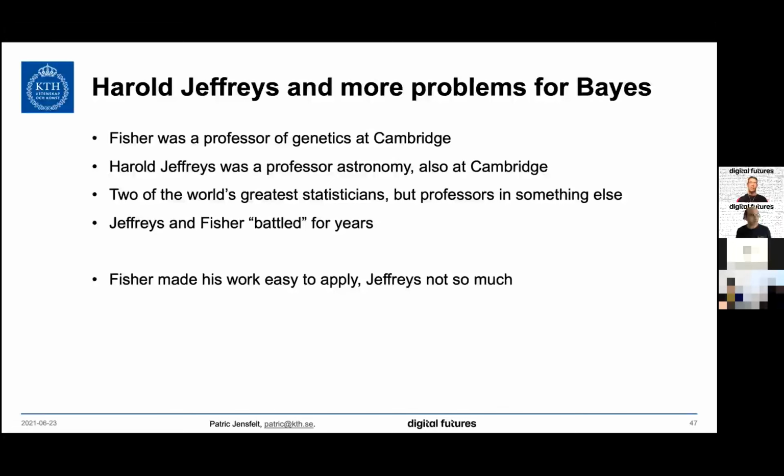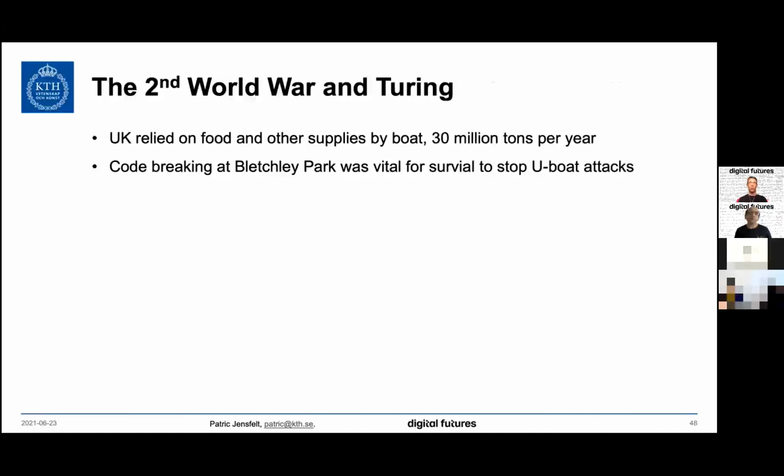Then came the Second World War. This was a time when the UK was sort of shut off from the rest of Europe and the US. They got 30 million tons of goods from the US every year that had to be shipped over by boat. And the Atlantic was full of U-boats that were trying to sink the boats.